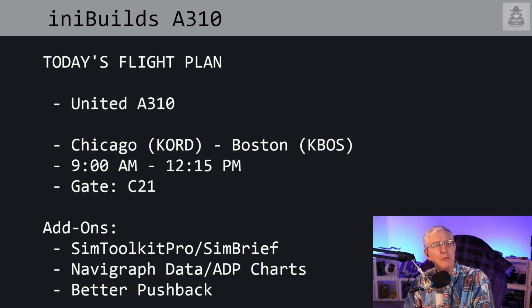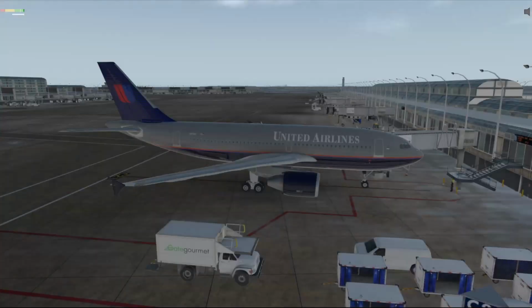The add-ons that I'm using are SimToolkit Pro and SimBrief, Navigraph Data ADP charts. I'm also going to use Better Pushback on this flight. As far as stuff that I'm using over in the exciting world of X-Plane, I do have payware airports. This is a payware for Chicago O'Hare. Boston is a freeware from Mr. X scenery, which is really good. And then there's a little bit of ortho scenery along the way. And that's pretty much what's going on here.